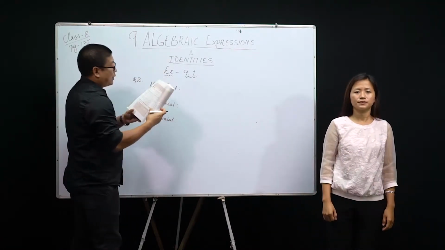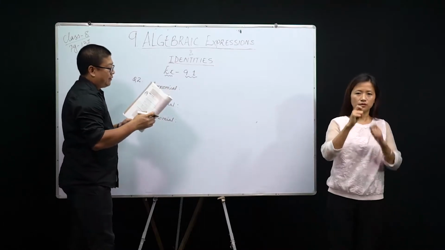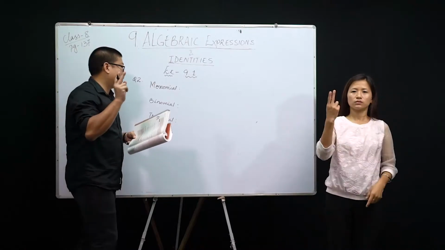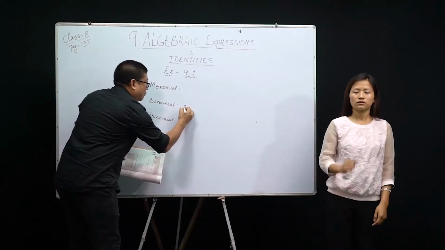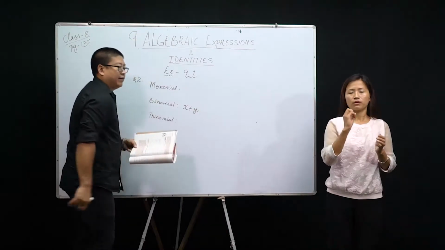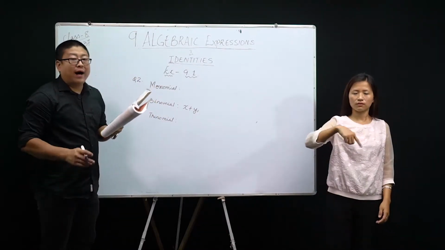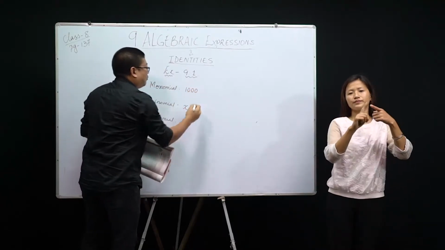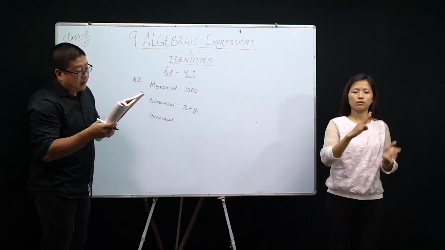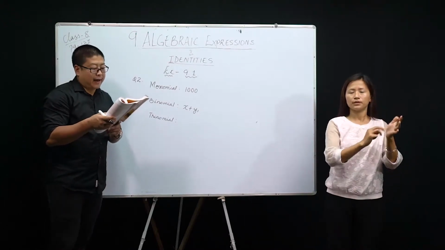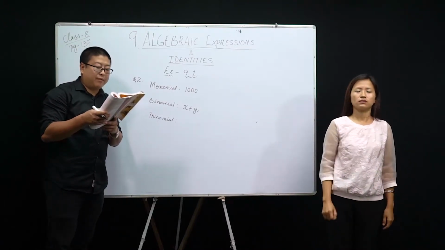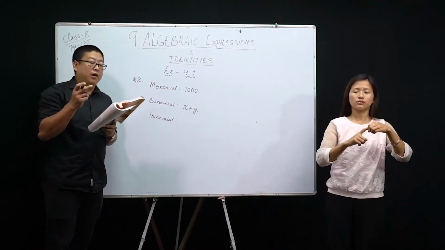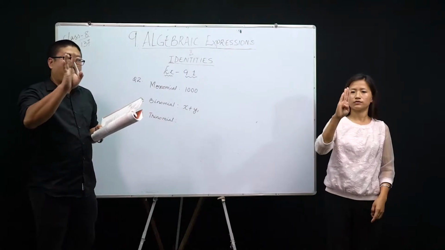Now let's look at the first expression that they have given: x plus y, 2 terms, so it will be a binomial, right? And the next term is 1000, only 1 term, so it is a monomial. If you look at the next expression, x plus x squared plus x cubed plus x to the power 4, we can see that there are 4 terms.